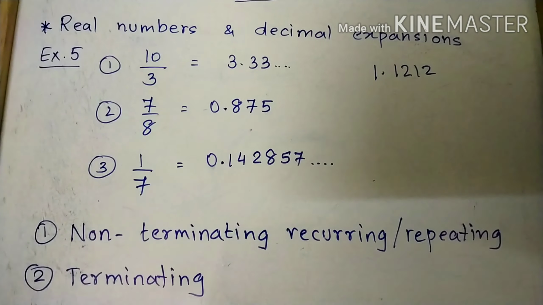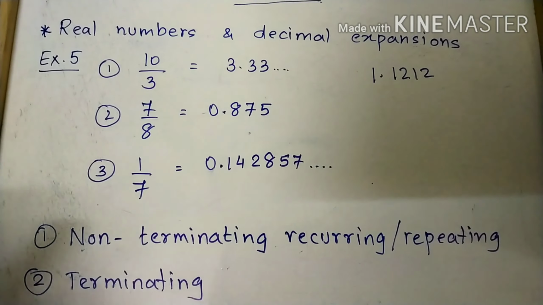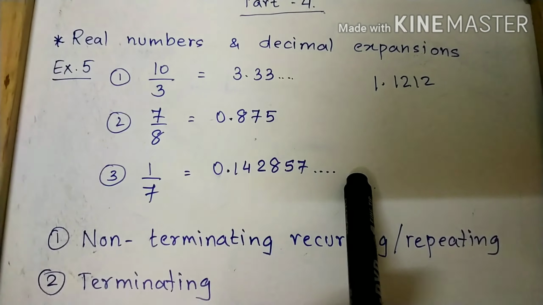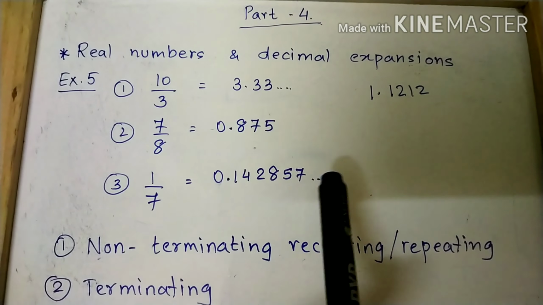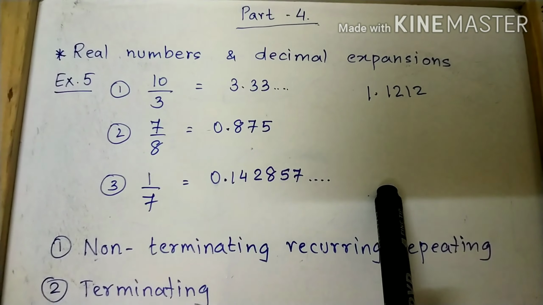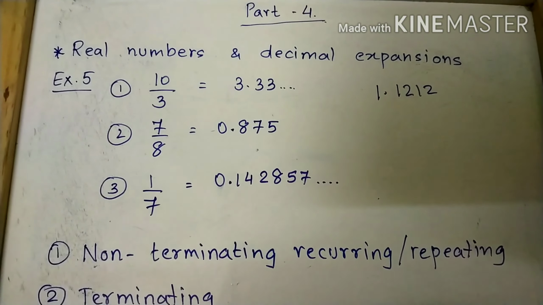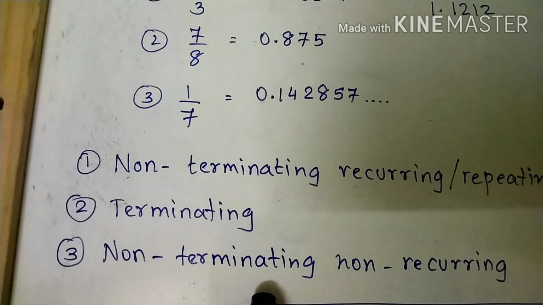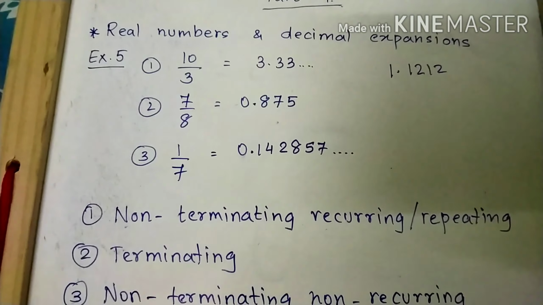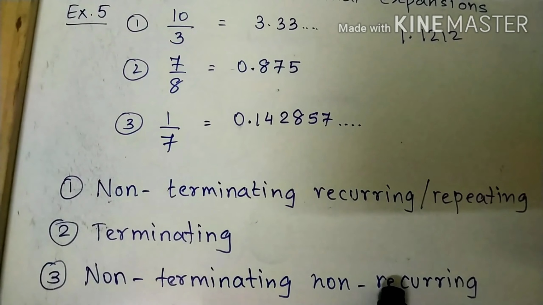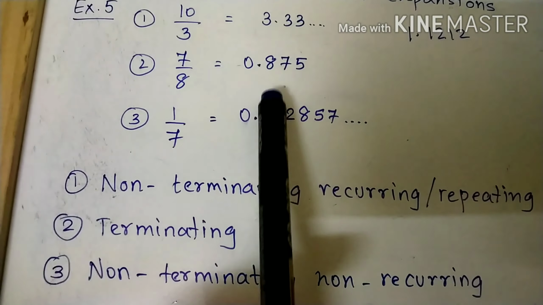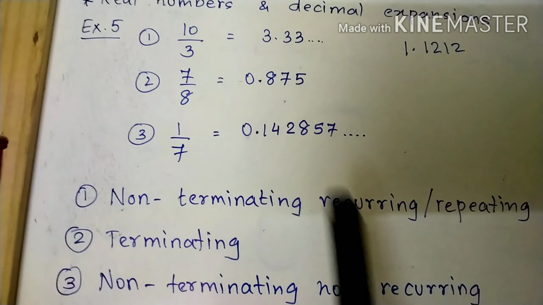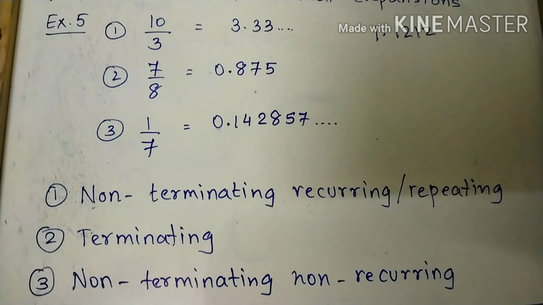And the third example is 1 by 7, in which you don't see any specific pattern. You might get other numbers after that, no specific pattern, random numbers in the answer. So that becomes your non-terminating and non-recurring decimal expansion. Non-recurring means not repeating, no specific pattern is there over here.